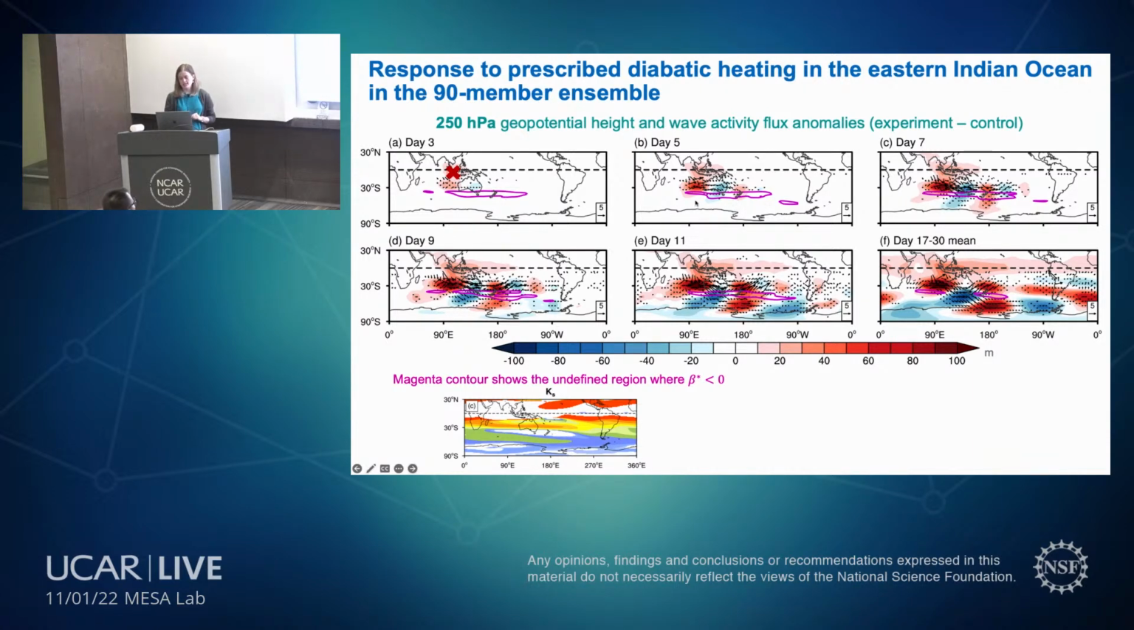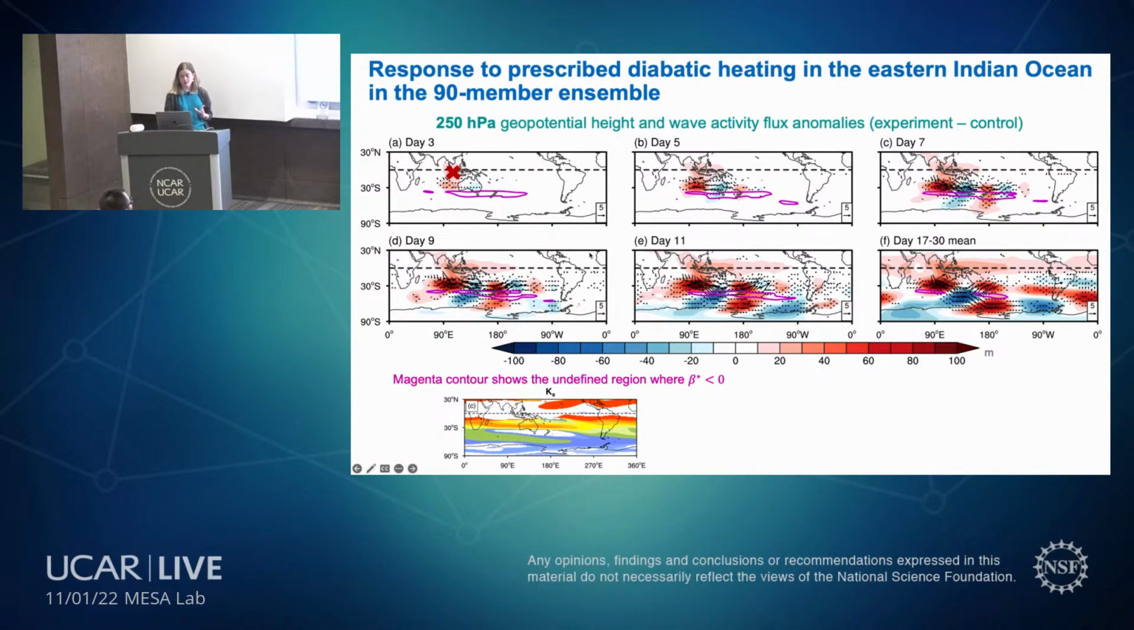Oh, and I should note here that this thick magenta contour shows that region on the poleward flank of the subtropical jet where beta star becomes negative. So it shows that barrier to stationary Rossby wave propagation. Because of this barrier, we largely see these anomalies being confined to the subtropical jet waveguide. So we get this rapid response by day 7, where these anomalies reach the central Pacific Ocean.